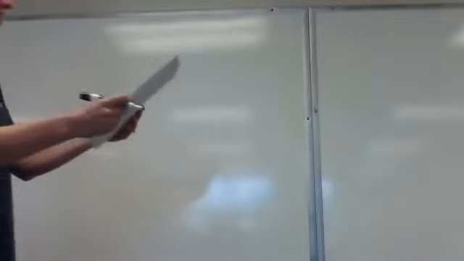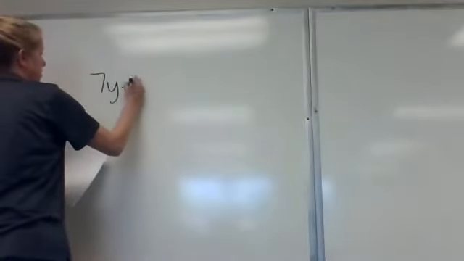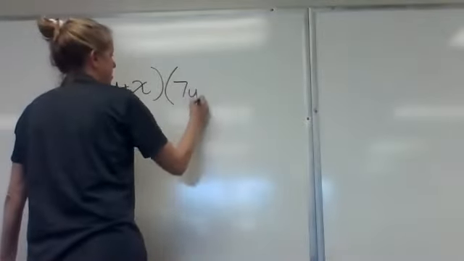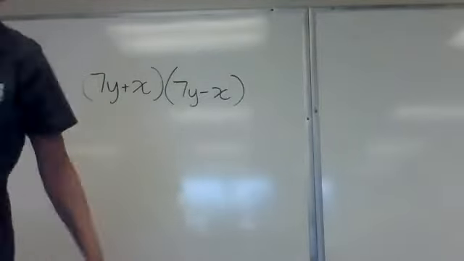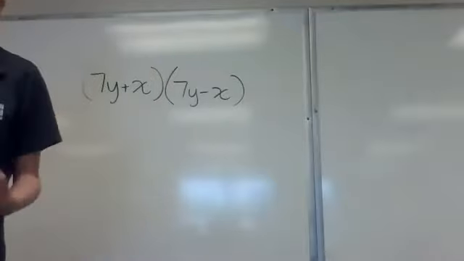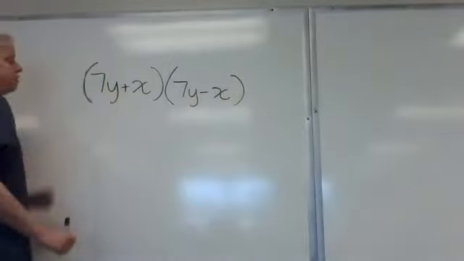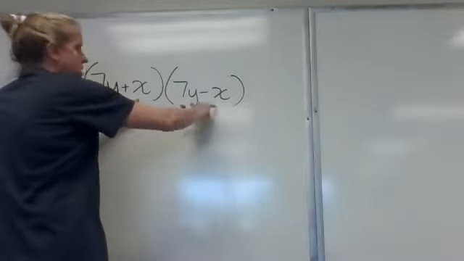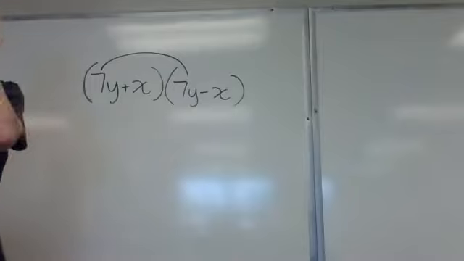All right, number 7, find the product. I've got 7y plus x times 7y minus x, right? So if we're finding the product, that means we're multiplying. There's not a plus or any kind of symbol in between these 2 parentheses, which means you're going to multiply them together, which in this case means you're going to FOIL, right? If your 2 things that you're multiplying together each have 2 terms in them, then you're going to FOIL, which means there's your first, multiply those together.